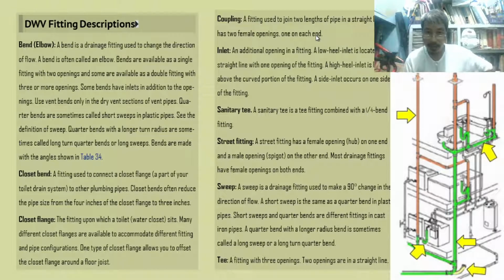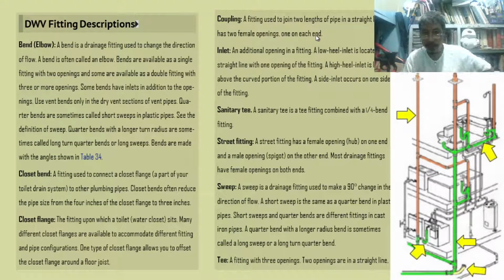Sanitary T. Sanitary T is a T fitting combined with a 1/4 bend fitting. So 1/4 meaning quarter bend or 90 degrees bend. That is what we call sanitary T. This is T in T form. So sanitary T is a combination of a T fitting and a bend.